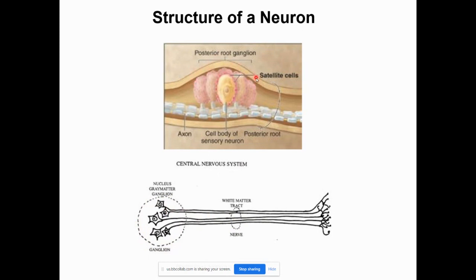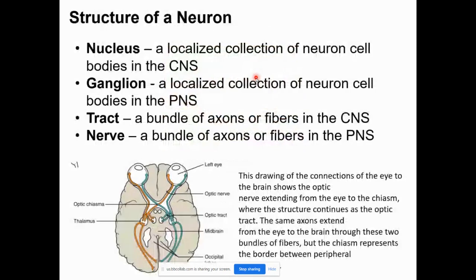And that bulge is called something depending on where we are. In the peripheral nervous system, it's a ganglion. And in the central nervous system, it's called a nucleus. The exact same thing, but just in a different part of the nervous system. So ganglion and nerve go with the PNS. Nucleus and tract go with the CNS.